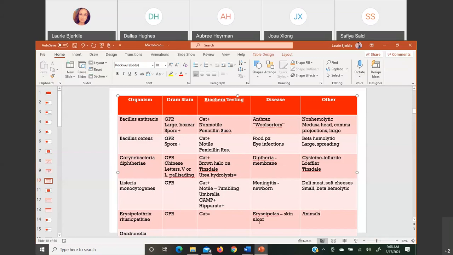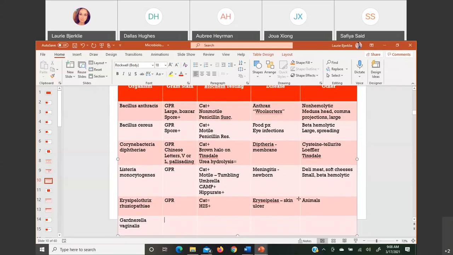This is also, as far as the only other thing I want to mention here, the only Gram-positive rod that produces H2S. We know Gram-negative rods that produce H2S, like Salmonella or Proteus, but this is the only Gram-positive rod that produces H2S. So that is a very unique feature for it. That's really all you need to know there. It's not something that we see very commonly.